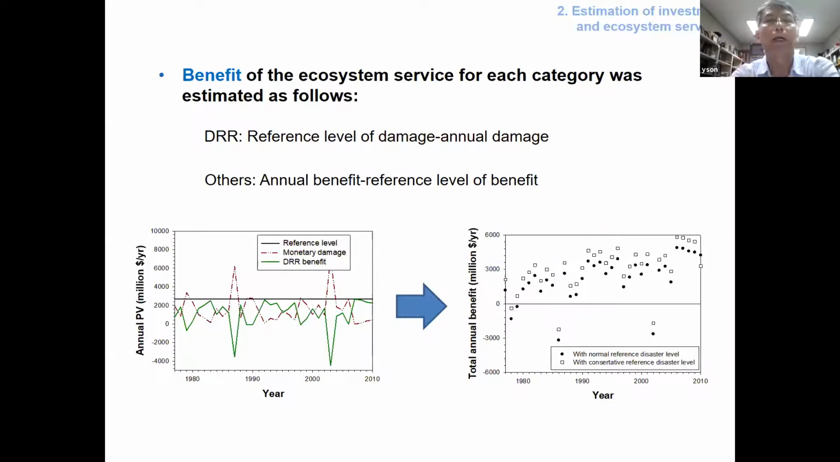Okay, and then benefit of ecosystem services for each category was estimated as follows. DRR, reference level damage minus annual damage. The others, annual benefits minus reference level of benefit. This is the way we calculated the benefit. So depending on DRR and others, we calculated benefit like this.